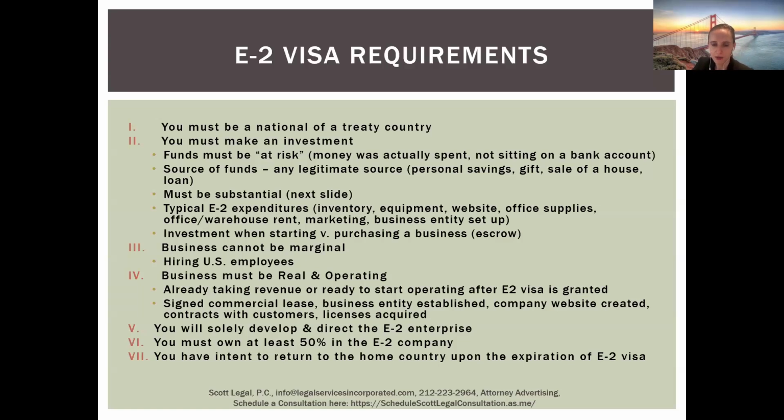Perfect. So let's go back to the requirements. The third requirement is that the E-2 business cannot be marginal. We'll go over this in a little more detail later in the presentation. But the marginality requirement means that basically the E-2 business has to have the capacity to hire employees. And it doesn't mean you have to have the employees at the time you apply.